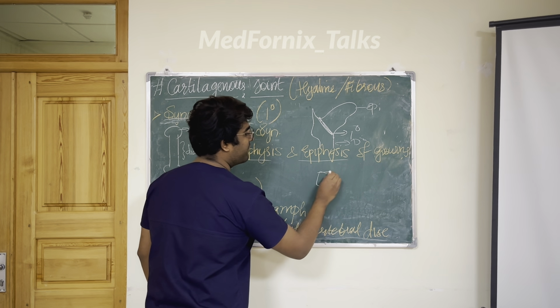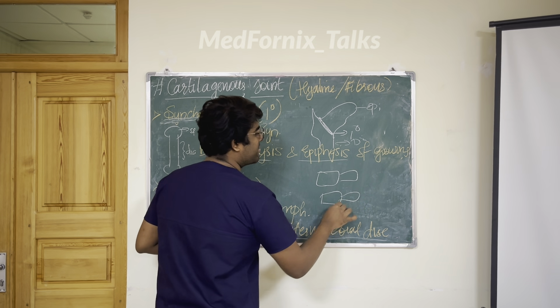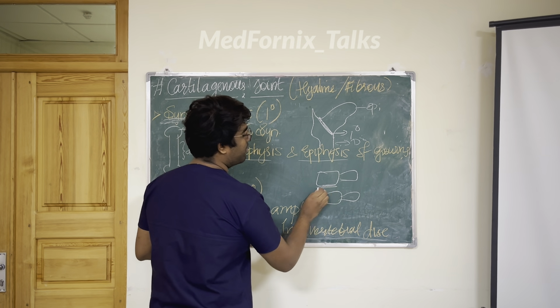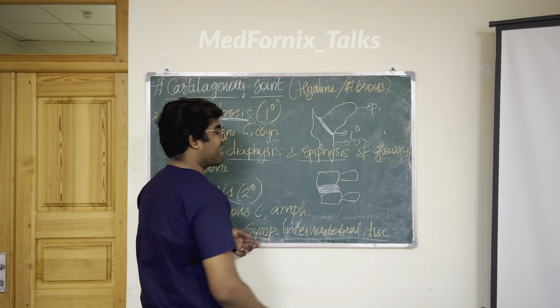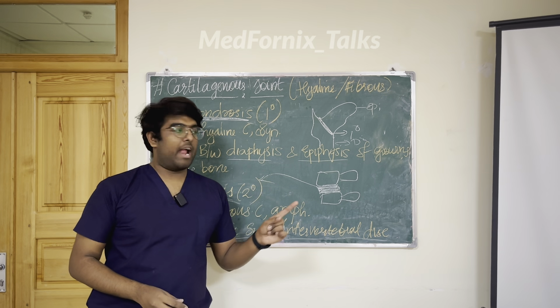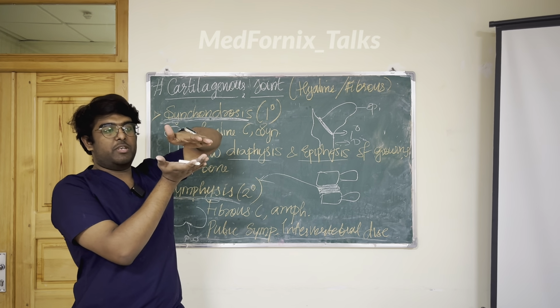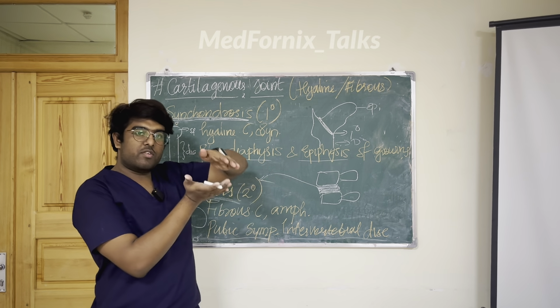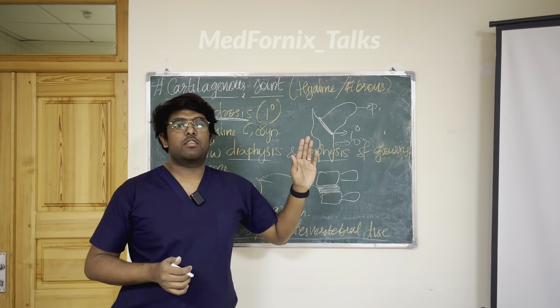If you are taking one vertebra, suppose this is one vertebra and this is the second vertebra. In between there will be a presence of disc, and these joints are also an example of symphysis. These discs are known as intervertebral discs, which connect two vertebrae and reduce the friction between the bones. Okay, that is about the cartilaginous joint.